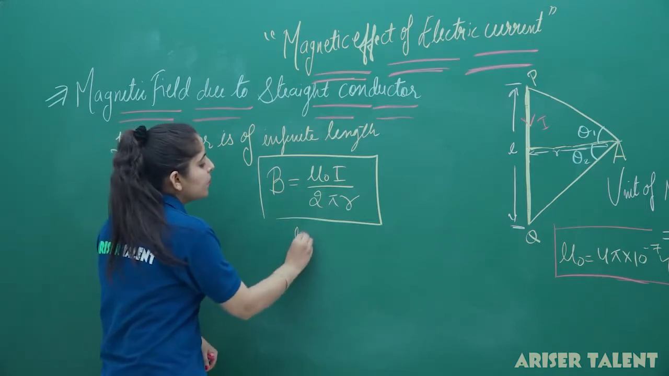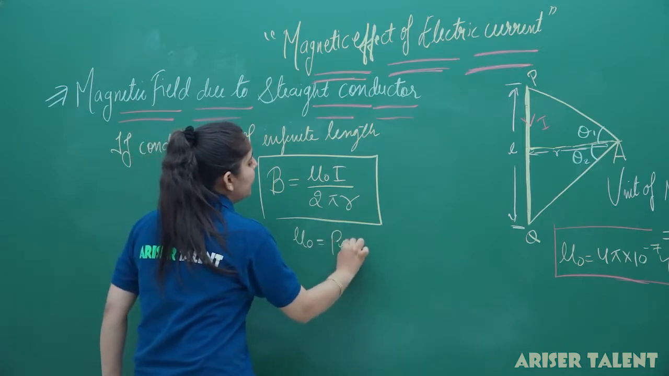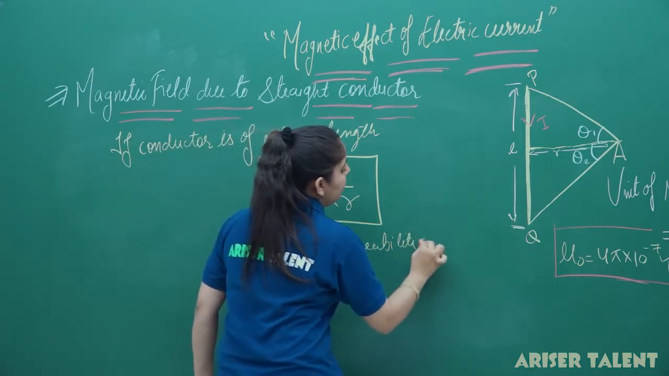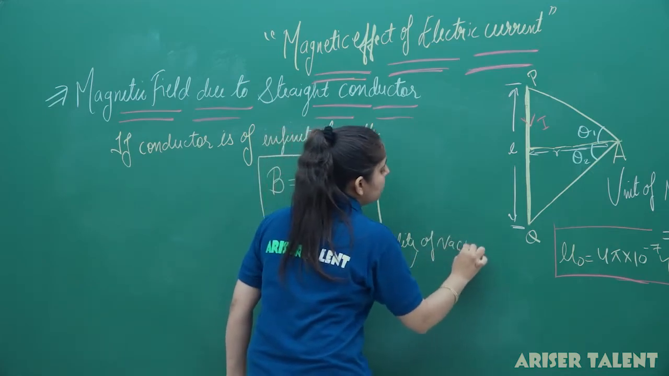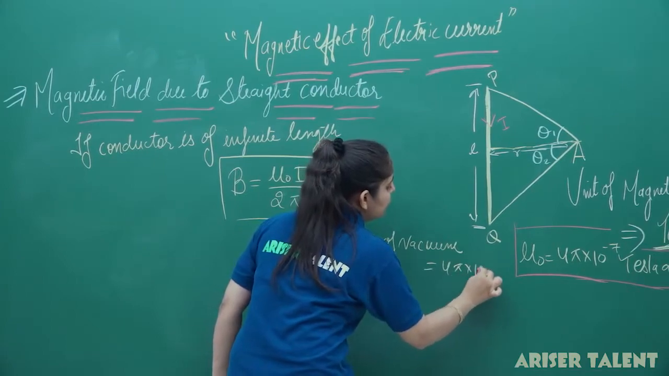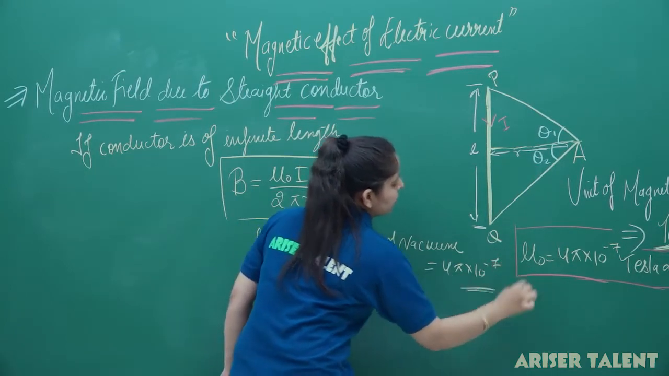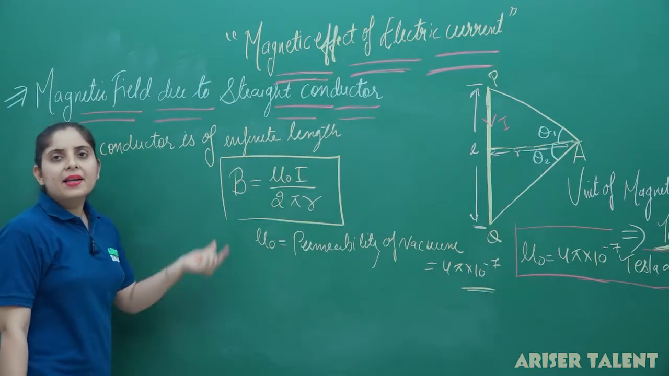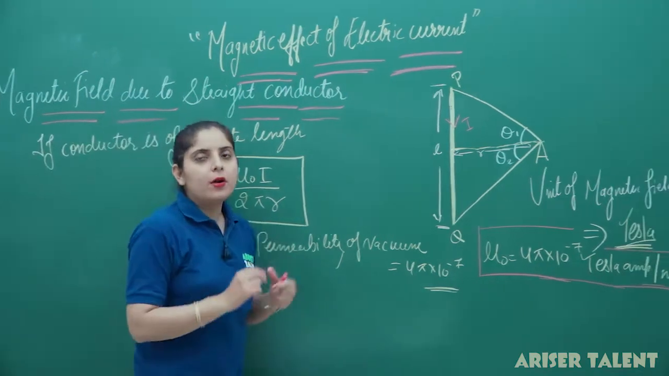Again here, mu naught is the permeability of free space, or we can say vacuum, and it is equal to 4 pi into 10 raised to the power minus 7. So this is the expression you are getting here, the magnetic field due to an infinitely long conductor.